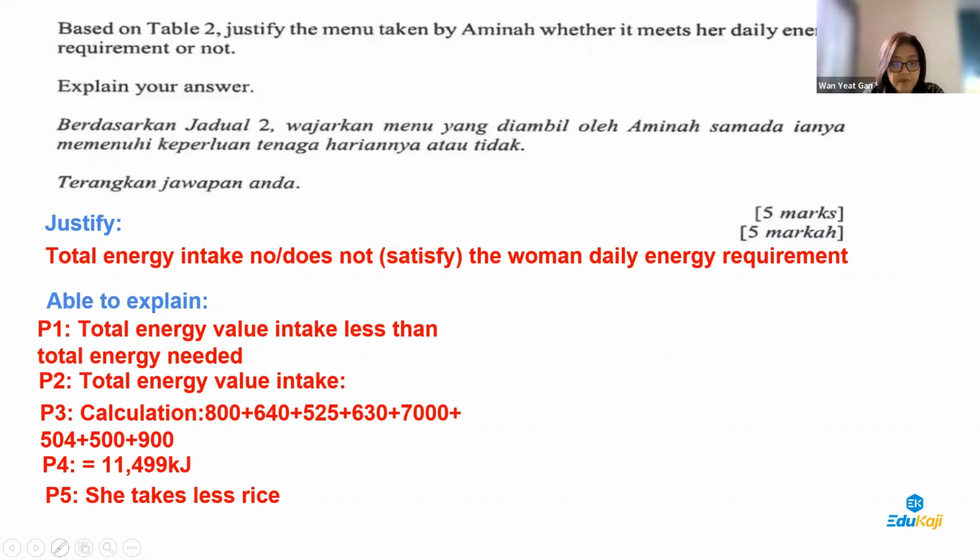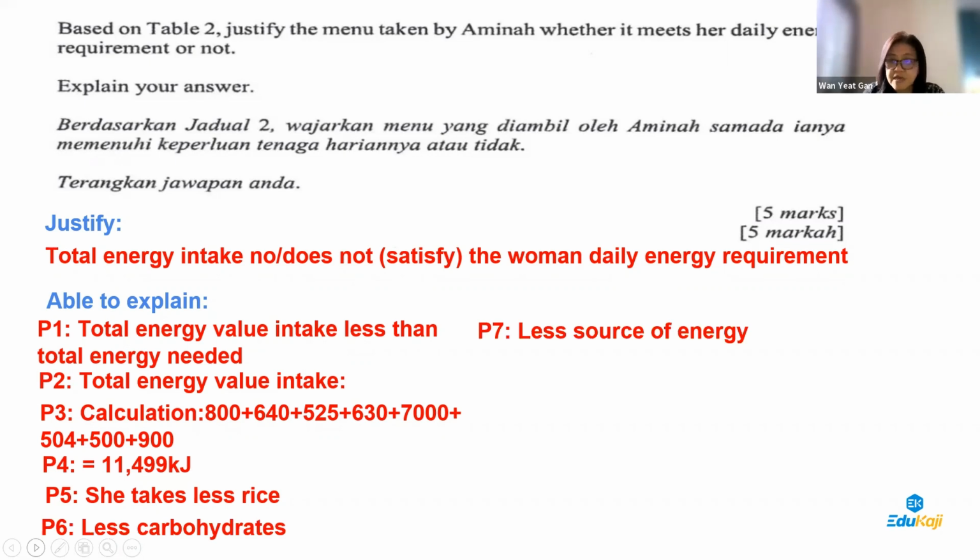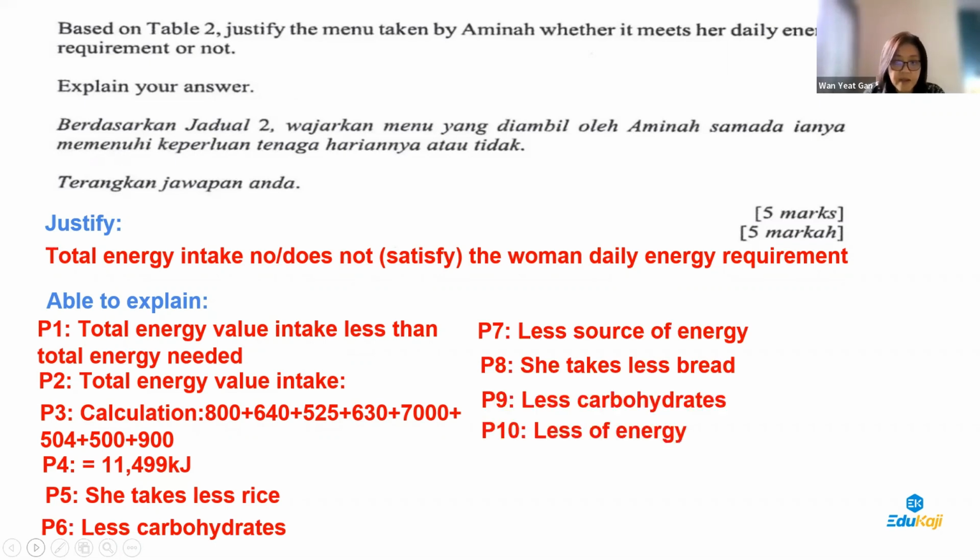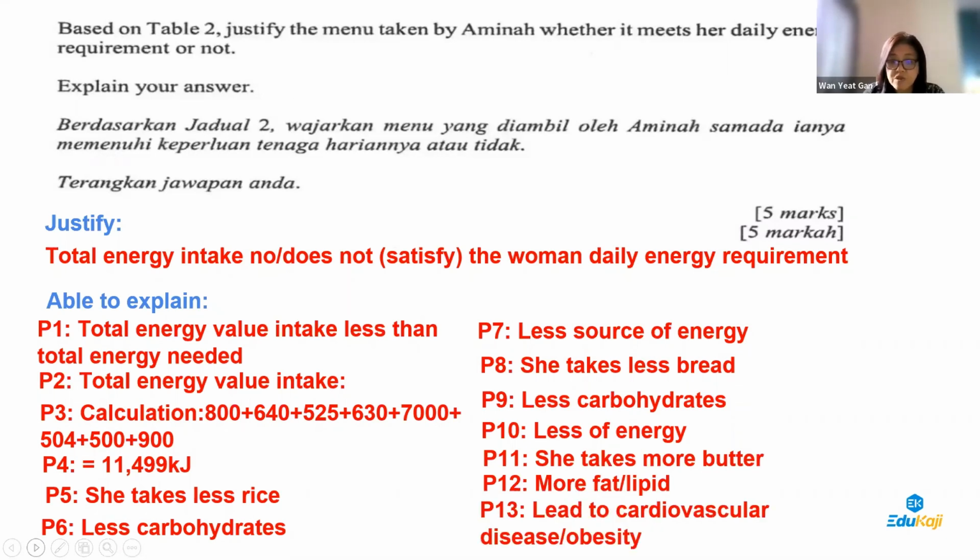Now, the reason why is because she takes less rice, less carbohydrate, less source of energy. Okay, she takes less rice, which provide her with the carbohydrate. That means she have less source of energy. She also take less bread, which is less carbohydrate and therefore less energy. She takes more butter, which provide her with a lot of fats, which can lead to cardiovascular disease. So Amina diet is not balanced.